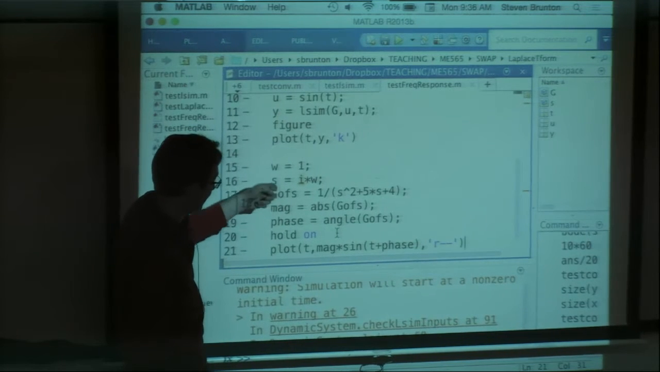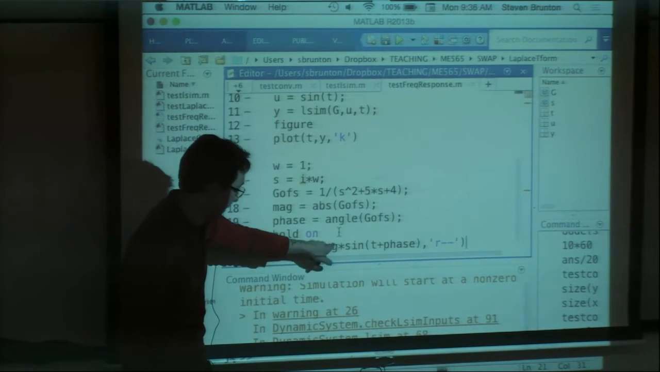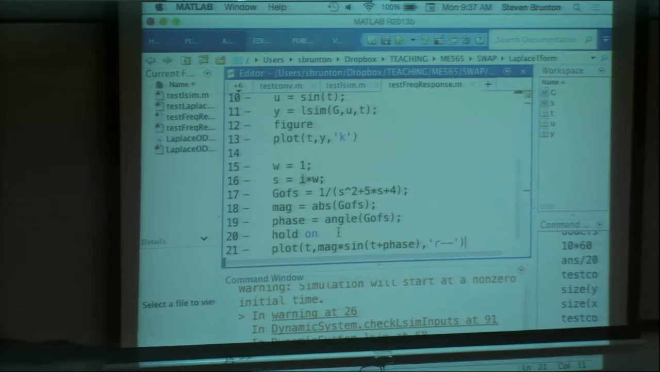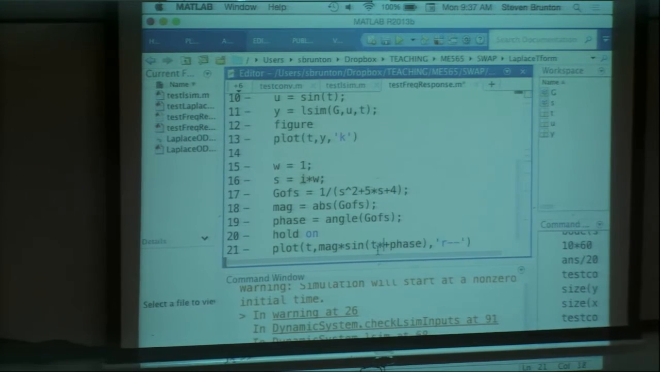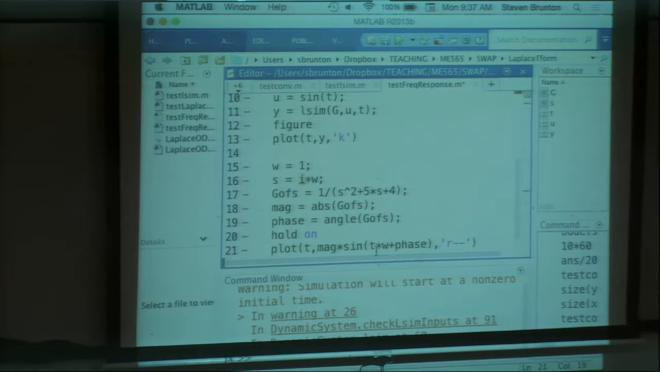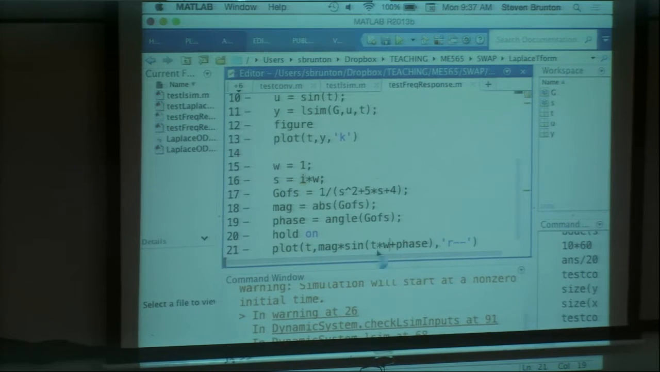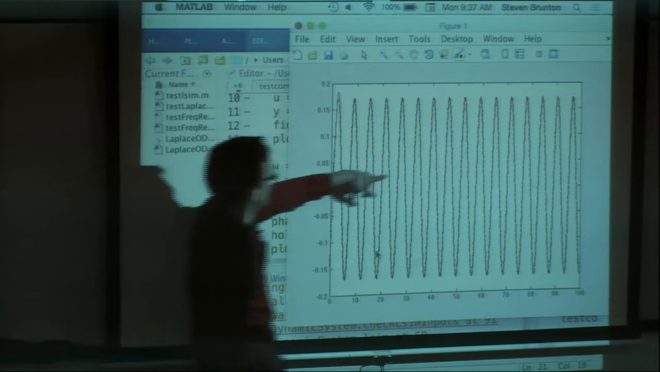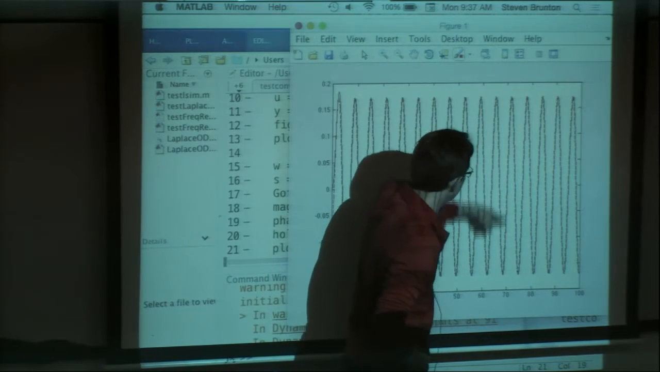I'm taking the magnitude and the phase, and I'm constructing a sine wave with that magnitude and that phase, and t times omega. So maybe I should put times omega in here, because if I change omega, I want my frequency to change. So now when I plot that, I get this red dashed line. And we see that we perfectly get the magnitude and the phase.